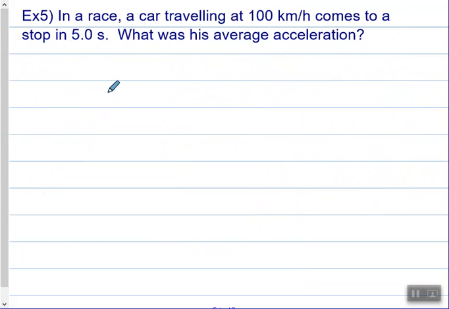Example 5. In a race, a car traveling at 100, and this is once again with a decimal in yours, kilometers an hour comes to a stop in 5 seconds. What is his average acceleration? So picking some things out, car traveling at 100 kilometers an hour, so this is v1, comes to a stop, and I'm going to highlight that, even though it's not a number, in 5 seconds. What is his average acceleration?